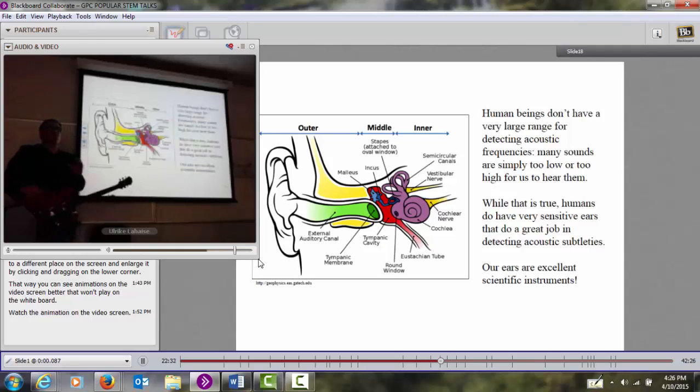Human beings don't have a very large range for hearing. In other words, we can't hear earthquakes. We can't even hear P waves, which are basically sound waves. We have to speed them up. But we do have very sensitive hearing. This is why music exists, because we can pick up nuances that a lot of other animals apparently can. So our ears are excellent scientific instruments. Not very powerful instruments, but very sensitive instruments.